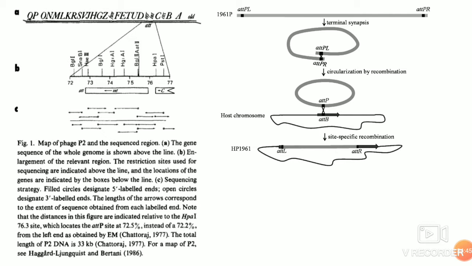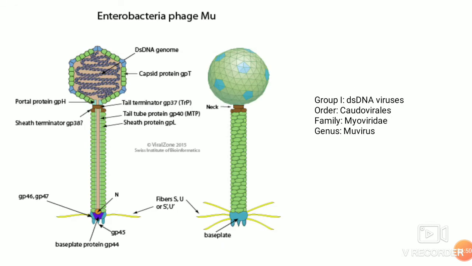Okay. So coming to the next phage, that is the Mu phage. It's an interesting phage which belongs to the family Myoviridae and genus Muvirus. It is a non-enveloped phage. It also has a head and tail structure. The head is an icosahedral head and it is 54 nanometers.